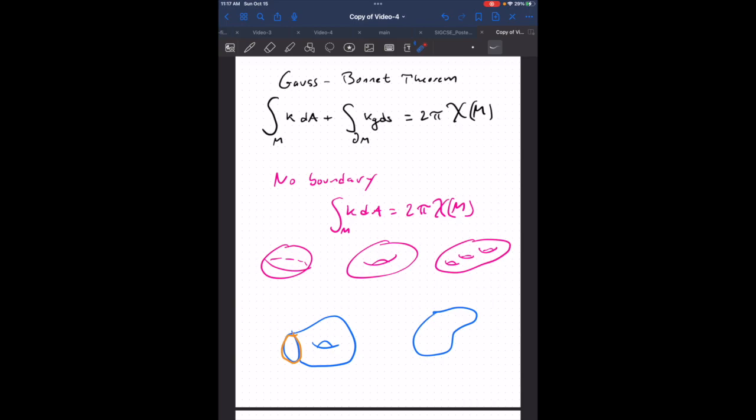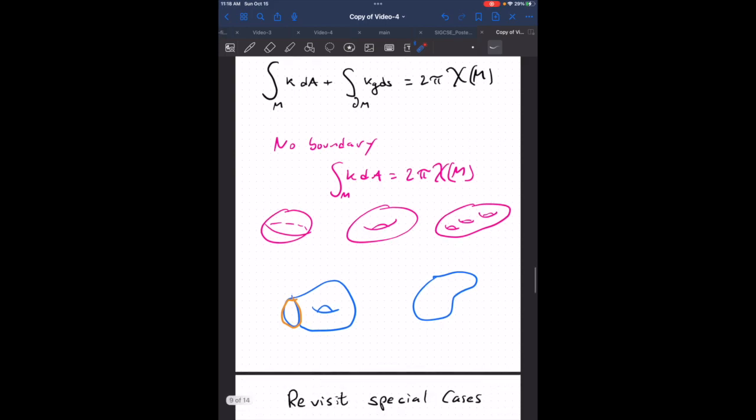No matter how we bend or morph this surface, we're always going to get this constant on the right-hand side, which is somehow amazing. Even if you dented something, you created more positive curvature, but you also created more negative curvature. So there's this beautiful conservation happening. Okay, so that's the theorem.